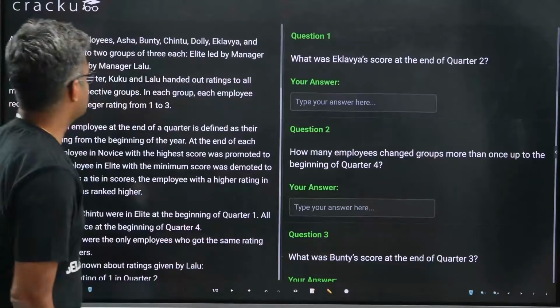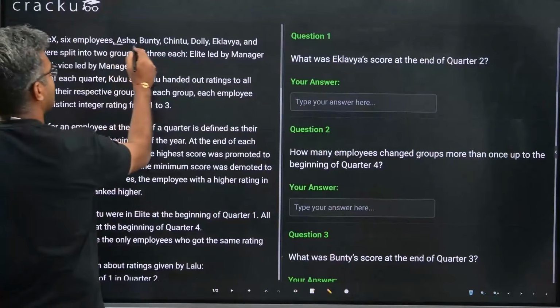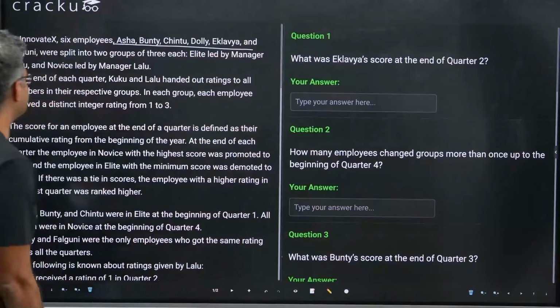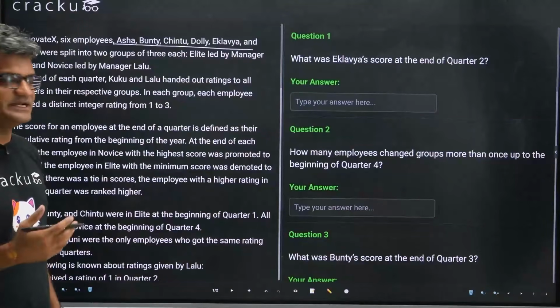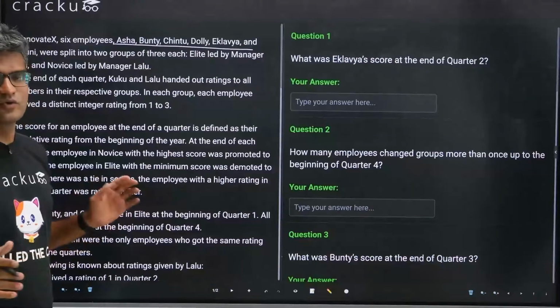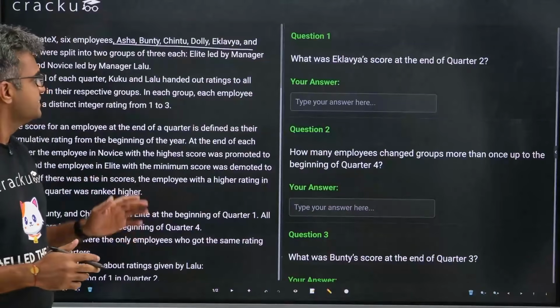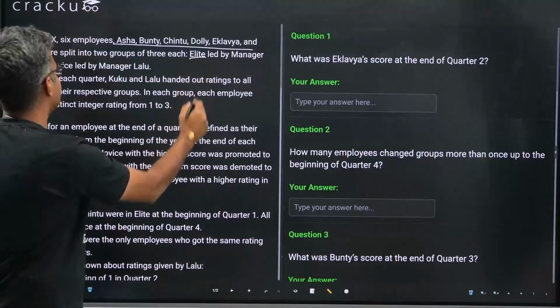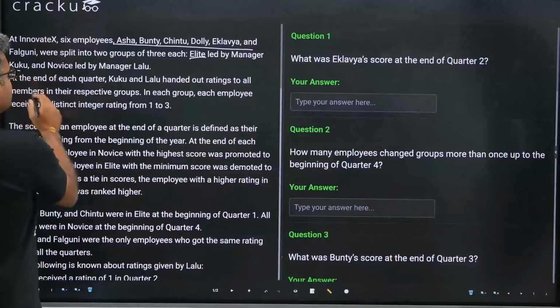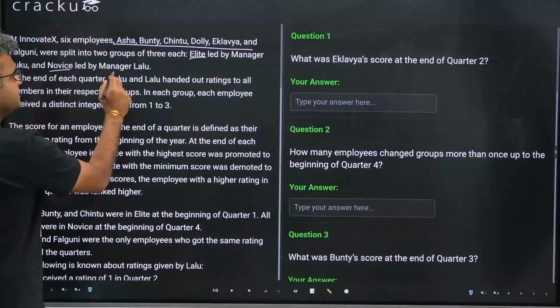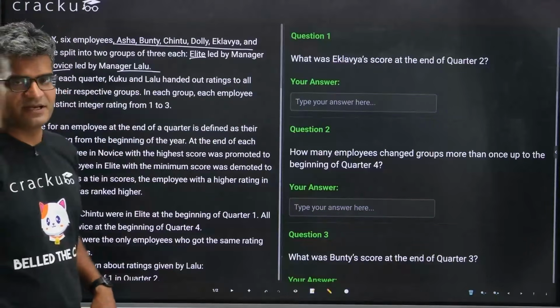In this question, we are told that there are 6 employees: Asha, Bunty, Chintu, Dolly, Eklavya and Falguni. Let us call them A, B, C, D, E and F. They were split into 2 groups. Each group has 3 members. One of them is the elite group. The manager of the elite group is Cuckoo. And the other one is the Novice group, and it is led by Lalu.